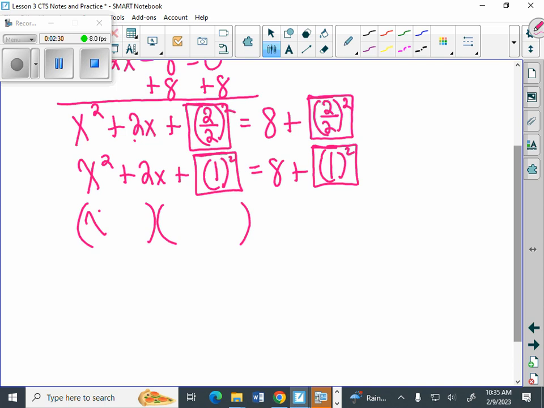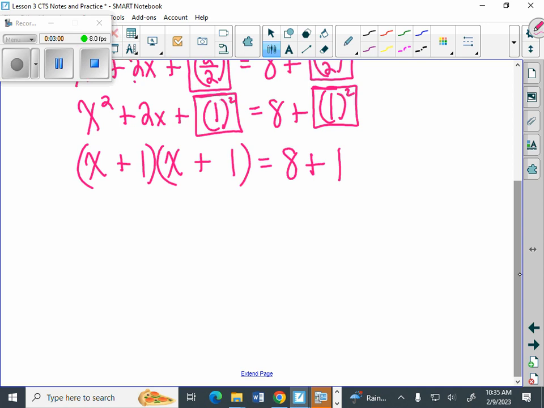X squared is x times x. 1 squared is 1 times 1. And that 1 was positive, so this is going to be positive times positive, or positive in both of the parentheses. And over here, 1 squared is simply 1. We can condense x plus 1 times x plus 1 to x plus 1 squared. And 8 plus 1 is 9.